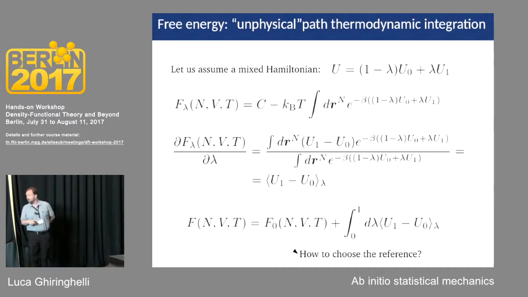You need a reference, of course. So your U0 must be a Hamiltonian for which you either can calculate analytically the free energy or you can find it in some other way, because somebody has done it from another U minus 1 to U0 and you already know the free energy at U0.